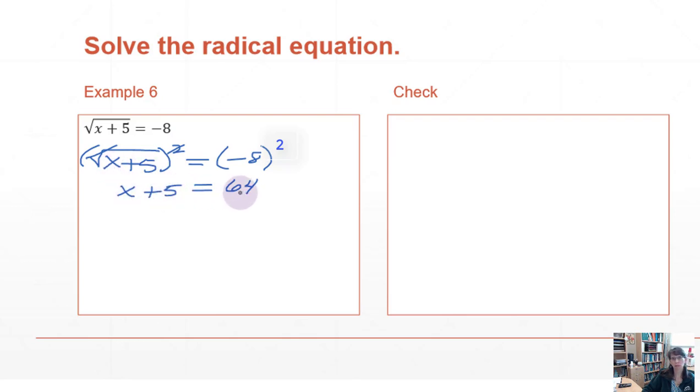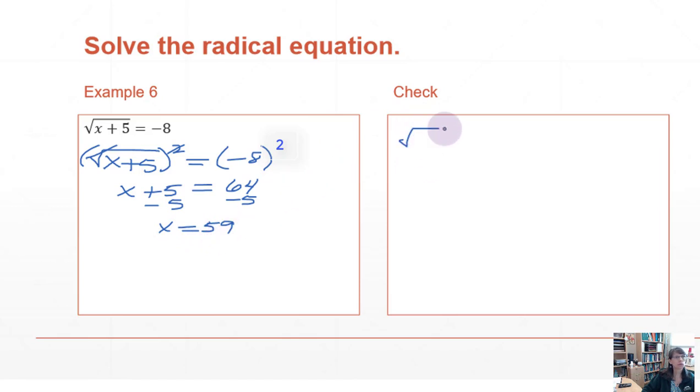Now it looks simple enough to continue solving using your properties of equality. You would just subtract 5 from each side of the equation to get x equals 59. However, it's important to make sure you check and see if that x value actually works.